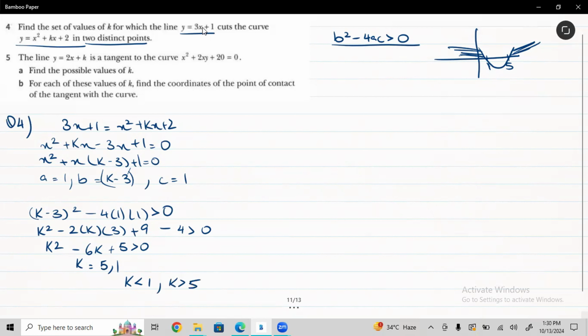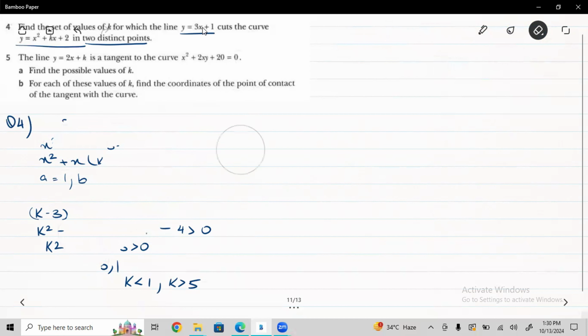And that's the answer for question number 4, for which our conditions are going to be satisfied. So that's it. Proceeding on to question number 5. Let me just clear some space here.